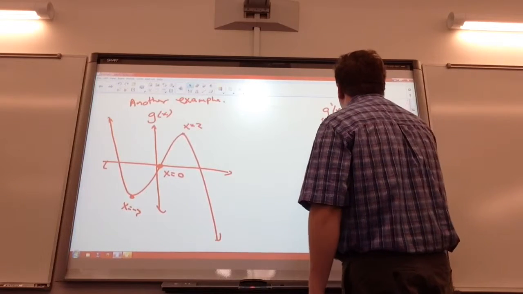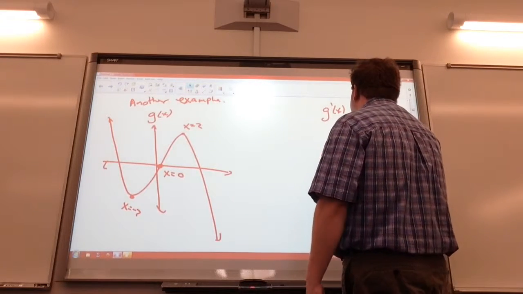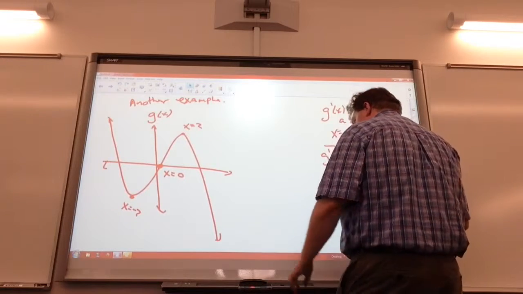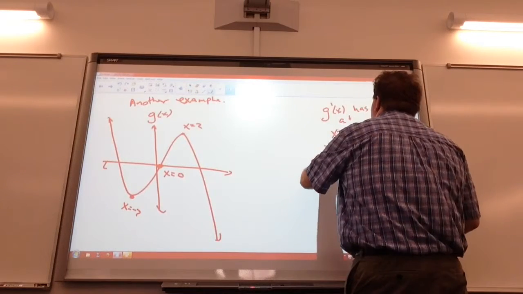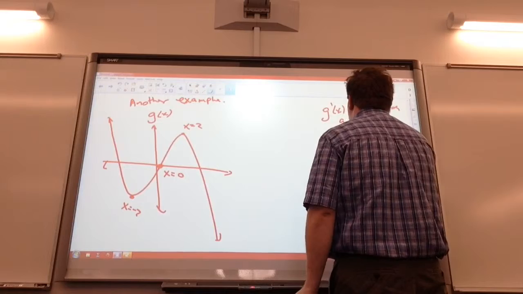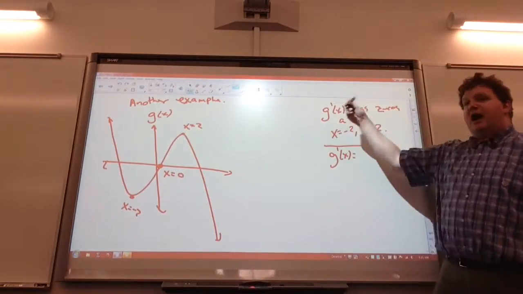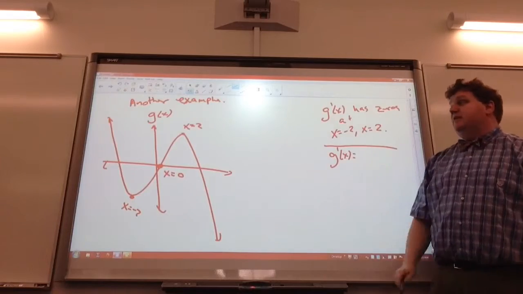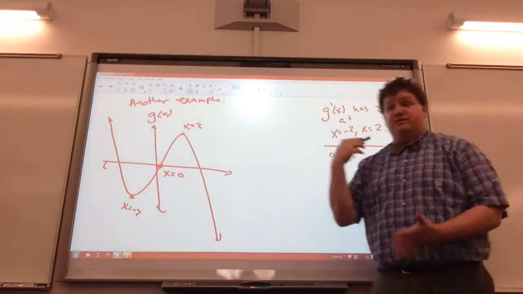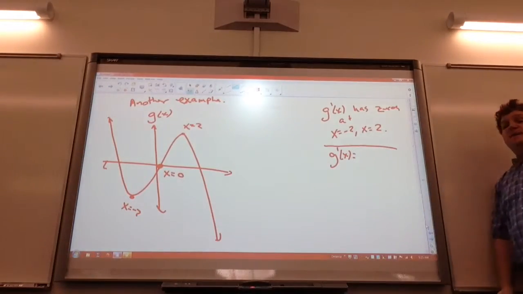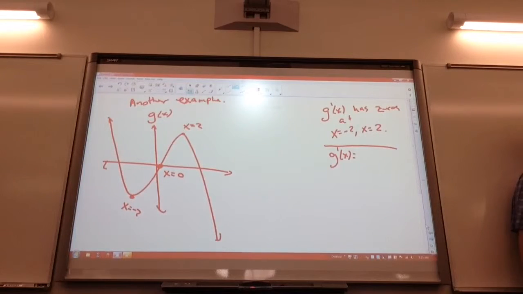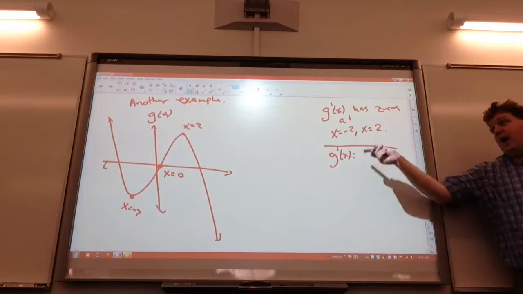Okay? Where is g double prime of x? Well, it has zeros at -2 and 2. Okay. It's not crossing. It has zeros there, and g prime of x has zeros there because that's where g of x has maximums or minimums. We're doing the same process as before, Jim, but we're doing it in reverse. Okay. G prime of x.